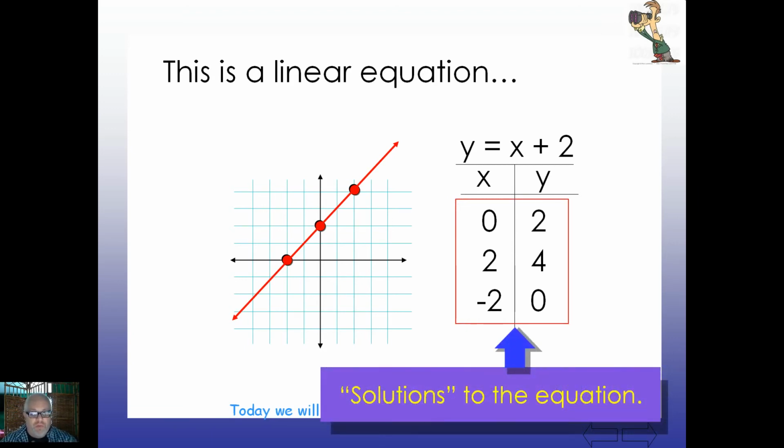Also known as a function, we have a one-to-one relationship, and these are what's called the solutions to the equation. Solutions are these ordered pairs. (0, 2) is a solution, (2, 4) is a solution, (-2, 0) is a solution, because each of those points lie on the line.